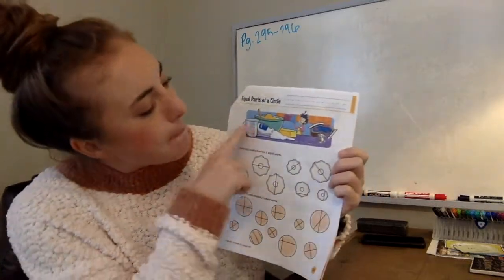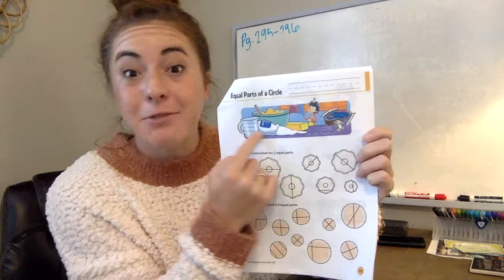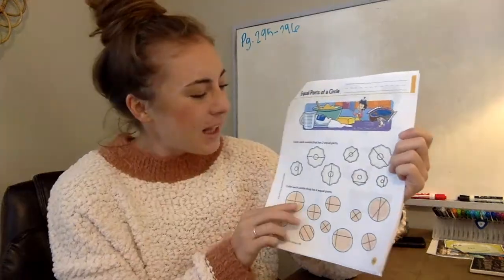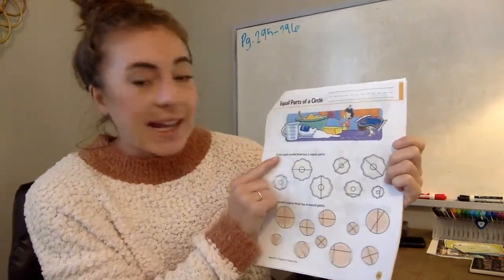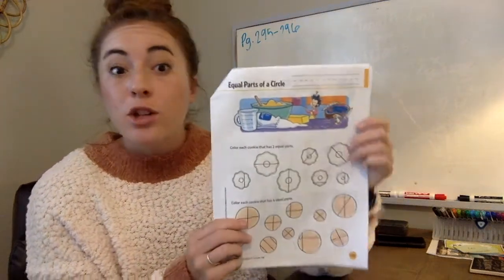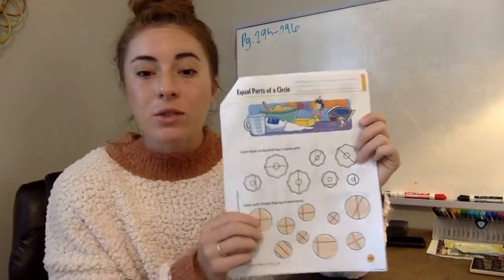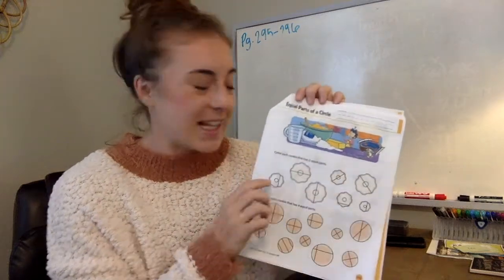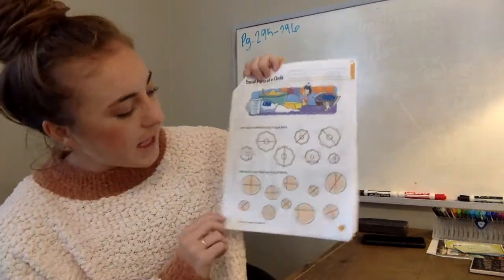And I see Mrs. Brown and Cheddar. It looks like they're baking something. So the instructions say color each cookie that has 2 equal parts. So grab a crayon or a colored pencil and we're going to color these cookies that Mrs. Brown and Cheddar are making.